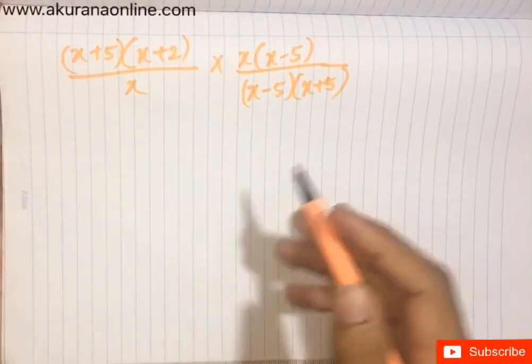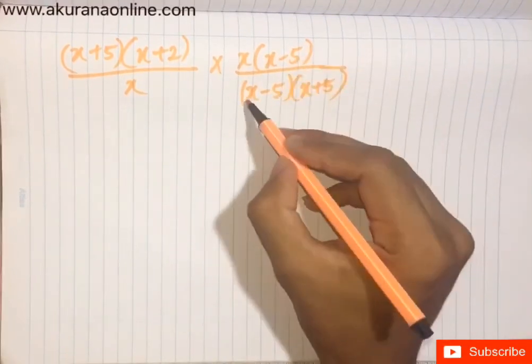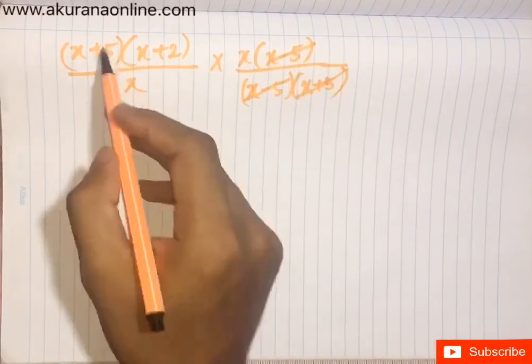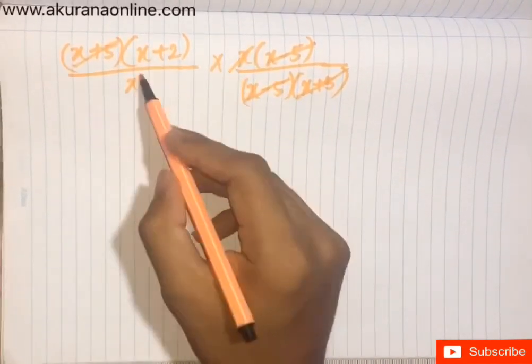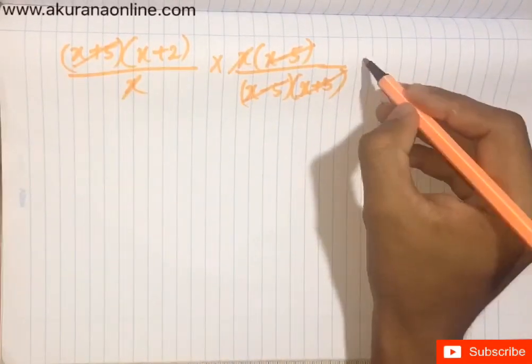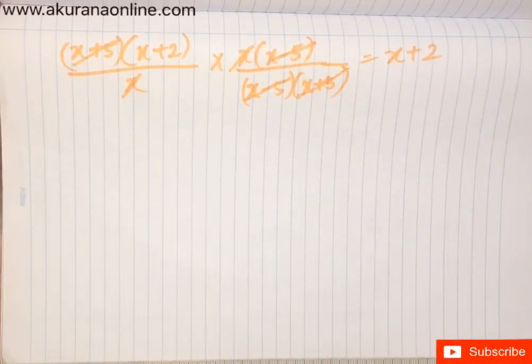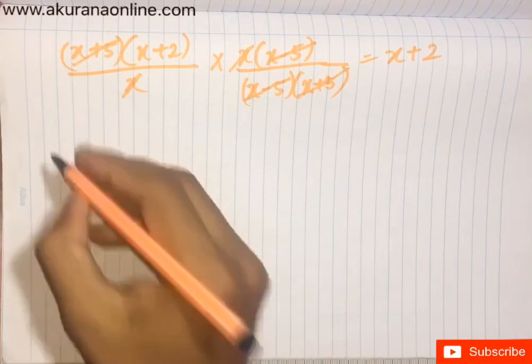Yes. Now you have to cut the common terms. See, you can cut this x minus 5. Also you can cut this x plus 5. Also you can cancel off this x and x. Therefore, what is the balance? You have only x plus 2. This is our final answer. Are you clear with this part? Okay. Let me take two examples.